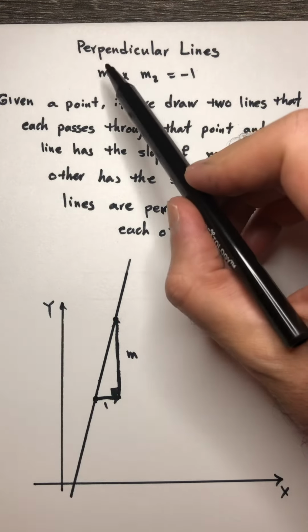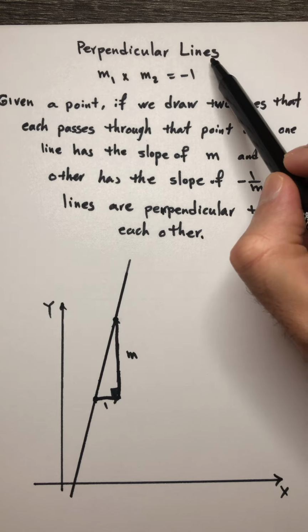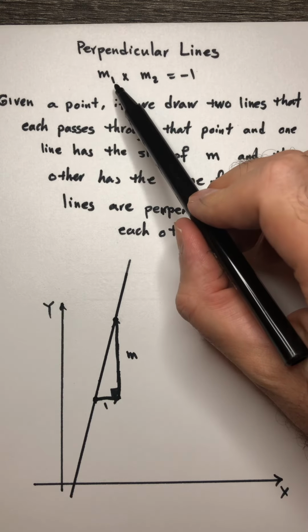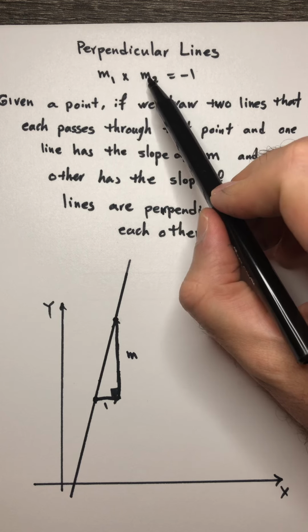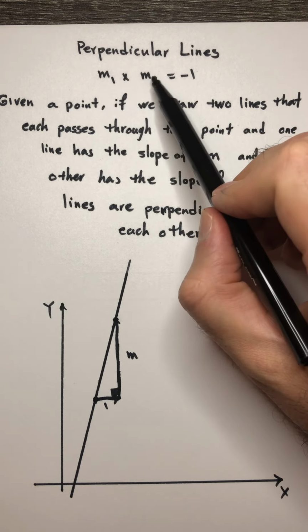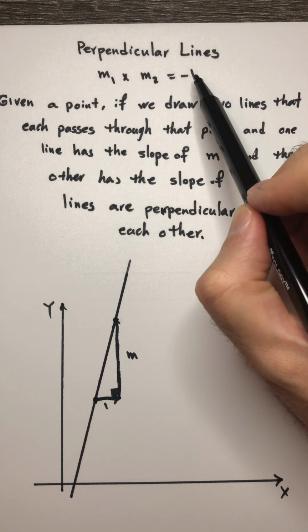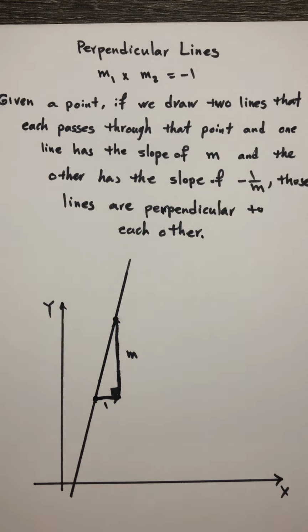In this video, we want to discuss perpendicular lines. We know that if we have two lines with slopes m1 and m2, such that m1 multiplied by m2 equals -1, then those two lines are perpendicular to each other. Here we just want to do an exercise to understand why this is the case.